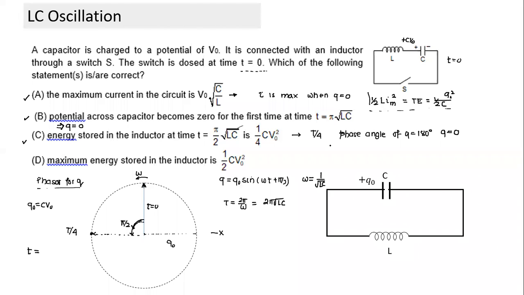If Q is equal to 0, then the energy stored in the capacitor plus the energy stored in the inductor, at any time, is equal to the total energy, which is Q naught square by 2C. And at this instance, since Q is equal to 0, the entire energy is stored in the inductor, which is Q naught square by 2C, or it could be written as 1 by 2 C V naught square. So this option also is not correct. What is the maximum energy stored in the inductor? This is correct.